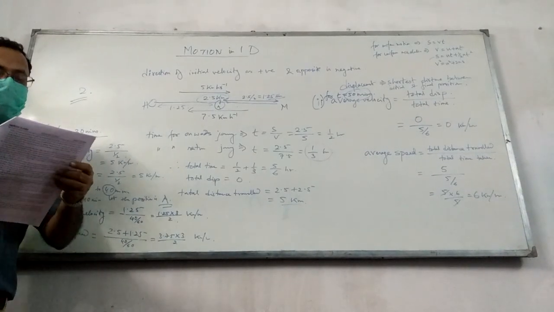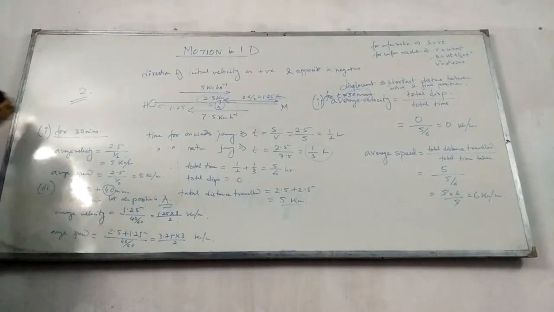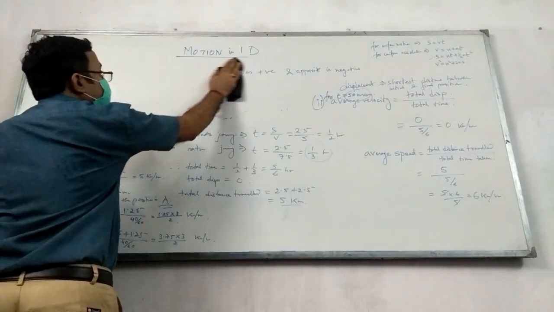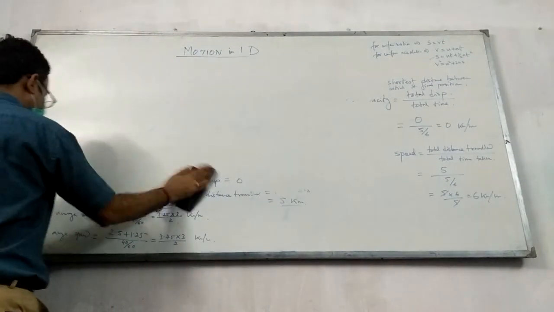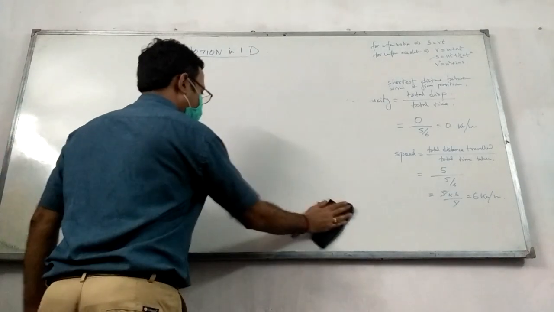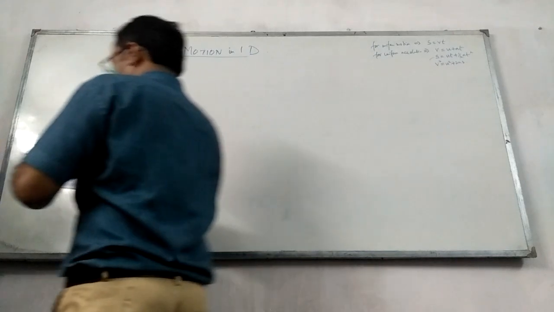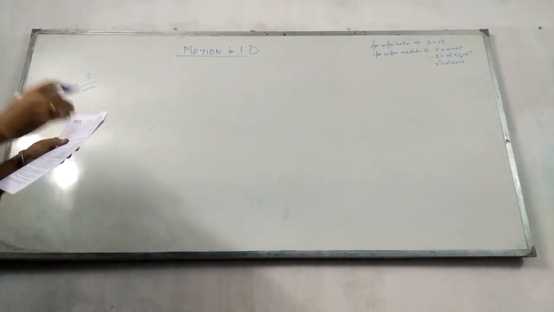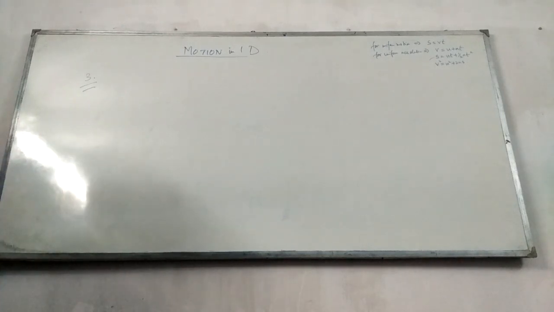Question number 3 is the next question. How do you go for question number 3? This one now. A particle covers 1/3 of the total distance with speed v1, v2 and v3, each 1/3. Find the average speed of the particle. You know what to do.